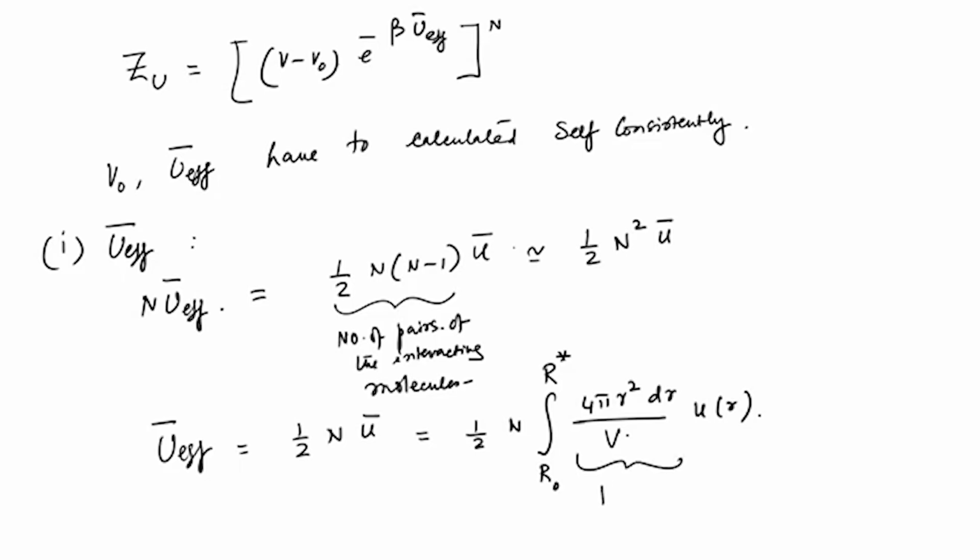This factor is really the probability of the intermolecular distance to be between r and r plus dr. So this is how the U effective can be calculated.